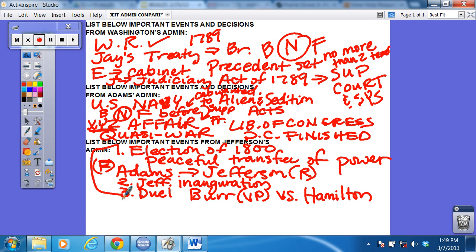What? Mr. Hayes, good question. Is Hamilton still Secretary of Treasury? Not under Jefferson. He remained Secretary of Treasury for Adams and for Washington. He's a leader of the Federalist Party, but I don't think he has a political position, but we'll have to look into that.